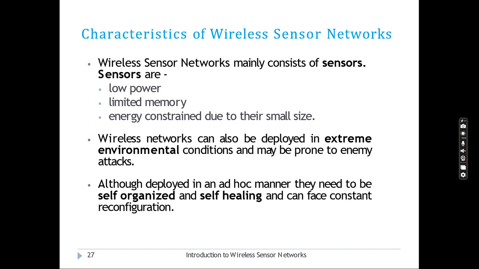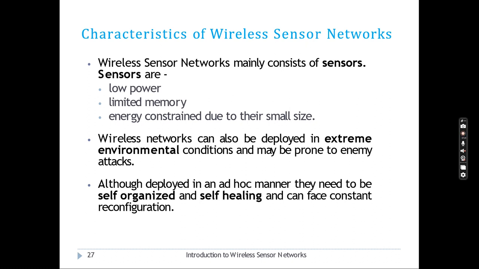And communication is also limited. Wireless communication has limited bandwidth for to-and-fro data transfer. It has limited memory also; it cannot have a very big memory. There is no hard disk, only flash memory. It is very limited. And there is an energy constraint due to their small size. So the energy constraint is also one of these characteristics.